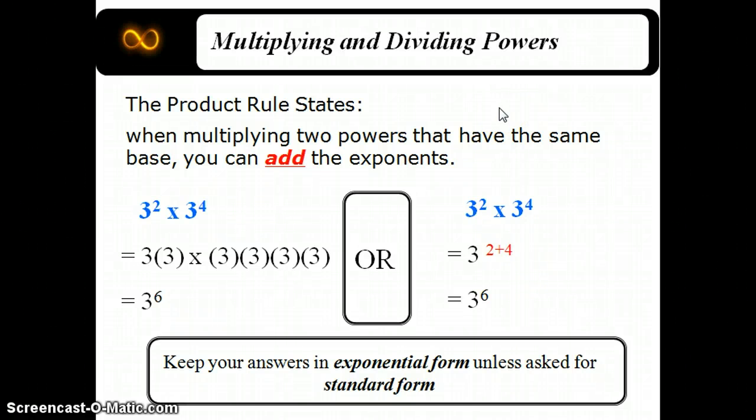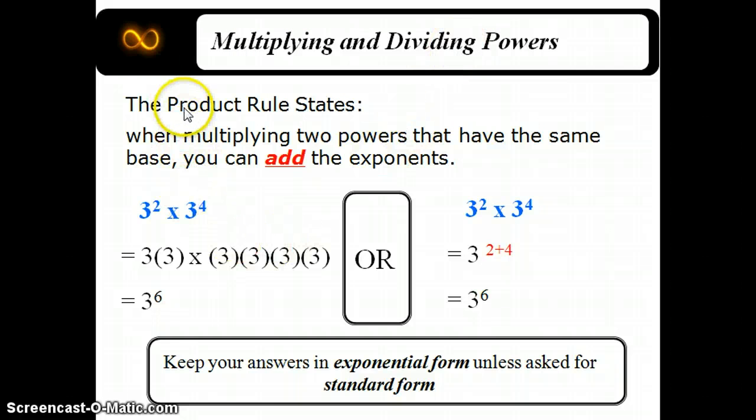In this slide we're going to talk about multiplying and dividing powers. Here we have two rules. We have the product rule and we have the quotient rule. The product rule is when we're multiplying, and the quotient rule will be when we're dividing.